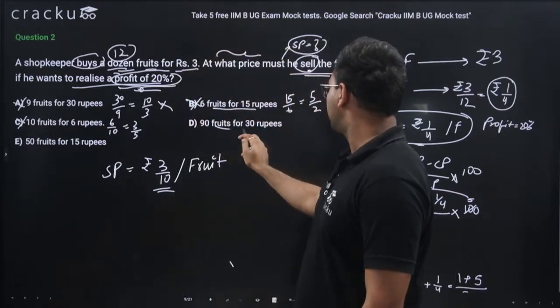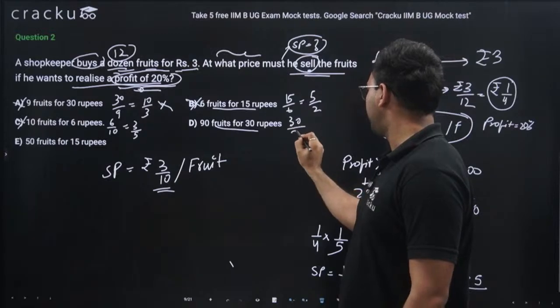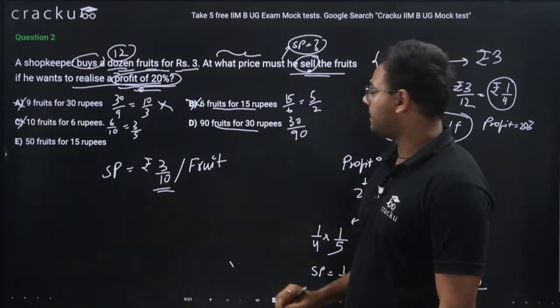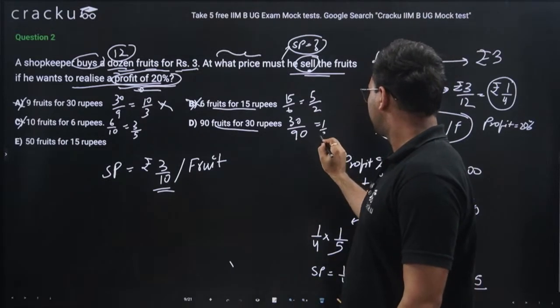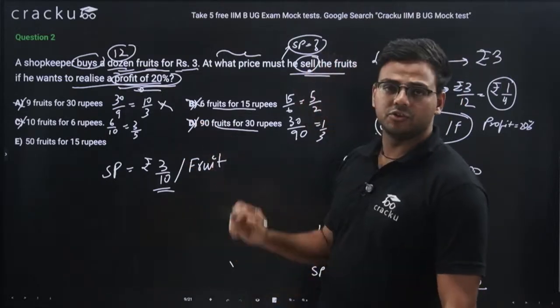Then we have 90 fruits for 30 rupees. So this will become 30 divided by 90, which is 1 by 3. This is also not equal to 3 by 10. So D is also not the answer, which means that E should be the answer.